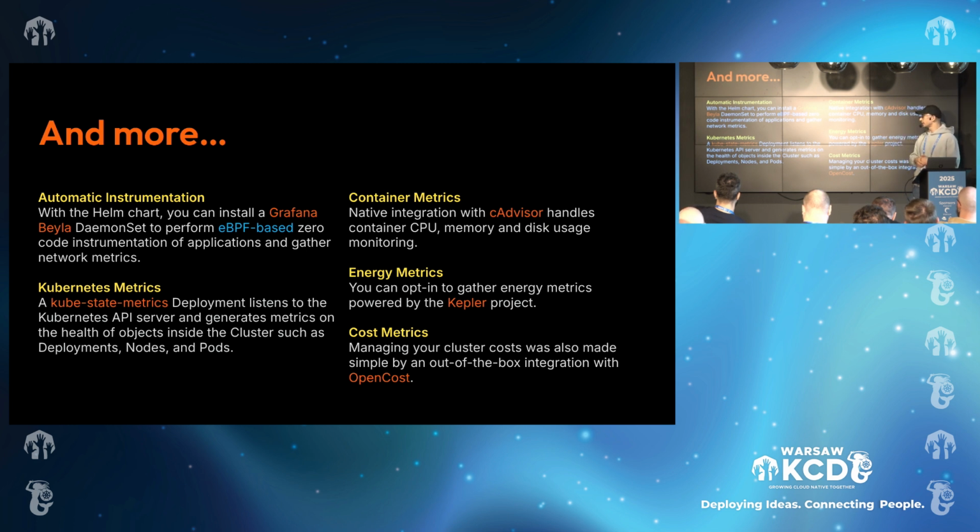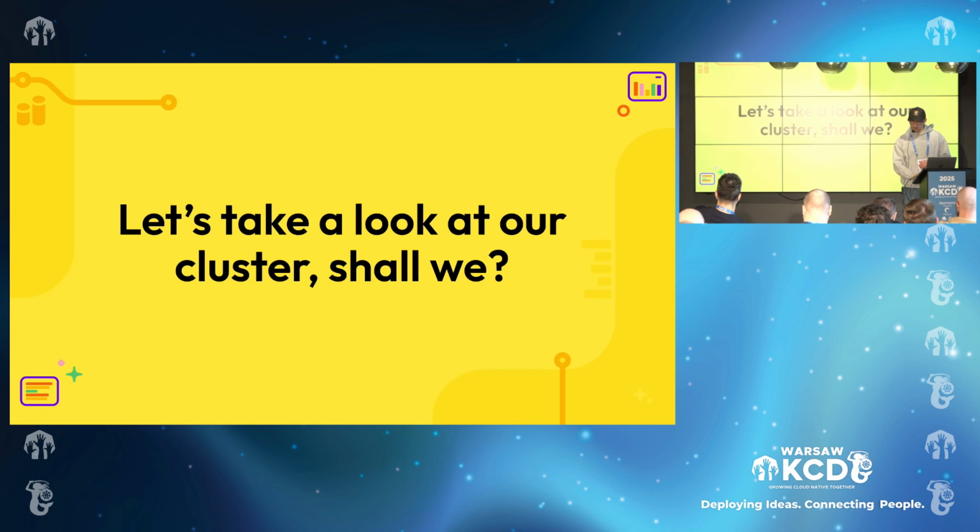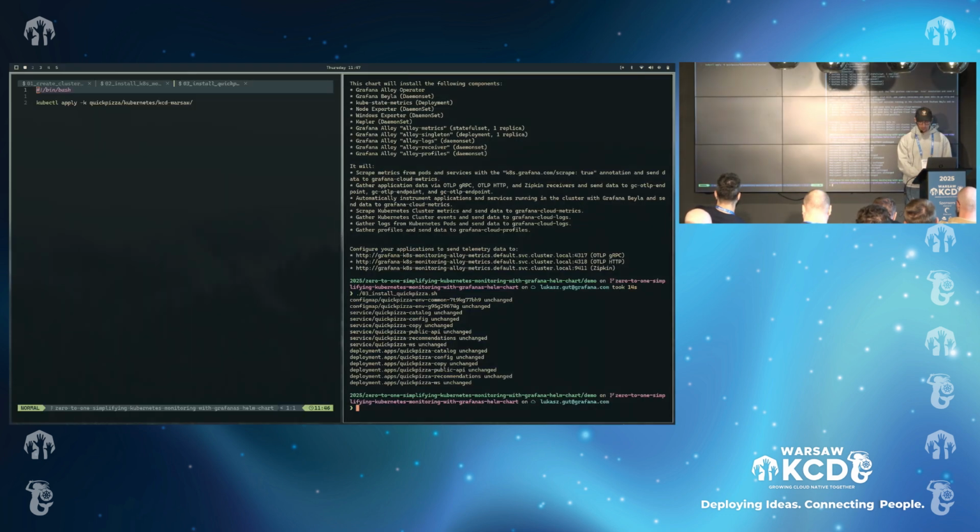Obviously, Kubernetes metrics, so kube-state-metrics also gets deployed as well. All the container metrics like memory, CPU usage, etc. And even for those that are interested, energy metrics or cost metrics, you can enable those as well pretty easily. So we deployed everything, right? It should now be running.